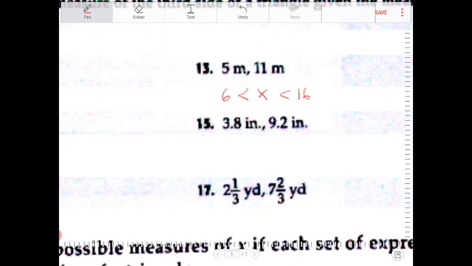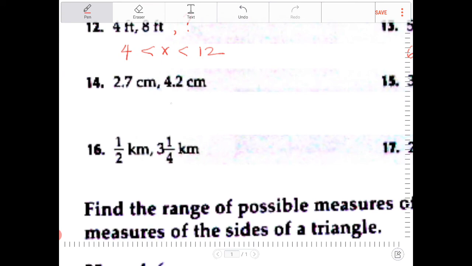Again, the same idea. I want to add 11 and 5 together, get 16. Subtract 11 and 5 together, I get 6. The third side must be between 6 and 16. Next, I'm going to add 2.7 and 4.2, so I get 6.9. And I'm going to find the difference between 4.2 and 2.7. What is that? That is 1.5? Right.